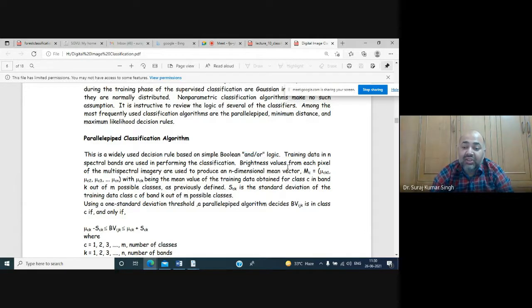In the same way, the training data in n spectral bands are used for performing this classification, where the brightness value from each pixel of the multispectral data is used to provide an n-dimensional mean vector.